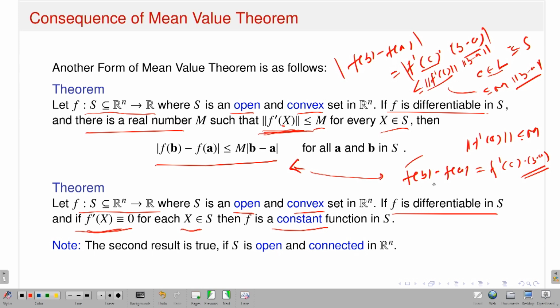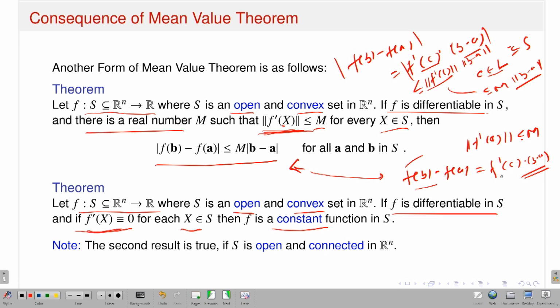So if I take any two points, since S is convex, the line segment will be sitting inside S, and f(b) minus f(a) is nothing but the derivative of f at c times (b minus a). And c is a point lying in the line segment joining a and b. But it is given that the derivative of f at x is 0 for all x. So therefore this is 0, and this implies f(b) equals f(a). So if I have a function f from a set S, a subset of R^n, to R, where S is open and convex, and f is differentiable, you apply the mean value theorem and get f(b) minus f(a) exactly equal to the derivative of f at some point c times (b minus a). But the derivative of f at x is 0 for all x, so the right hand side is 0, therefore f(b) is equal to f(a), and therefore the function f is constant.